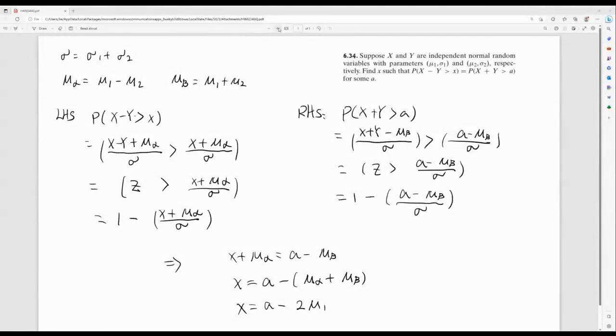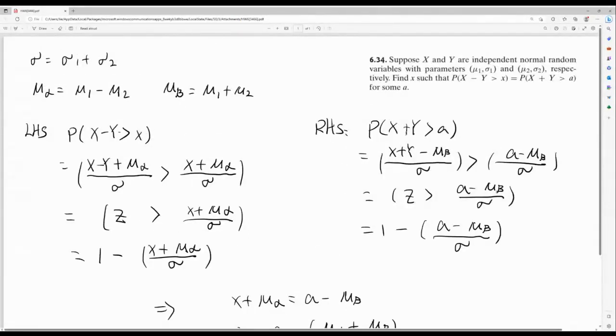Yes, Jie. It is question 34 from chapter 6. Suppose x and y are independent normal random variables with parameters mu1, sigma 1, and mu2, sigma 2, respectively. Find a such that P of x minus y is greater than a equals P of x plus y greater than a, for some a.